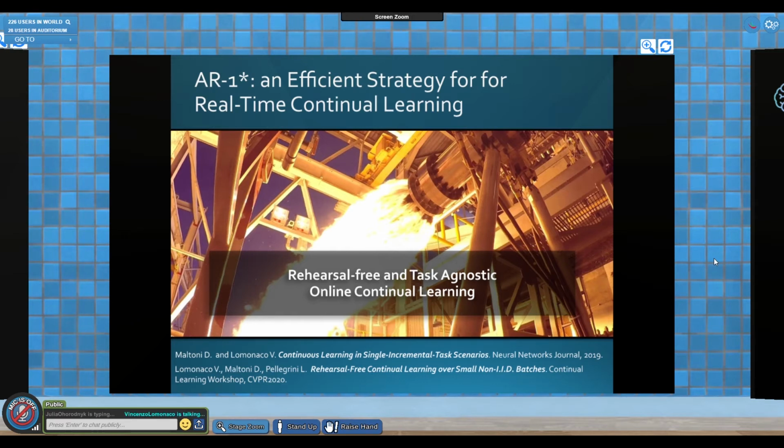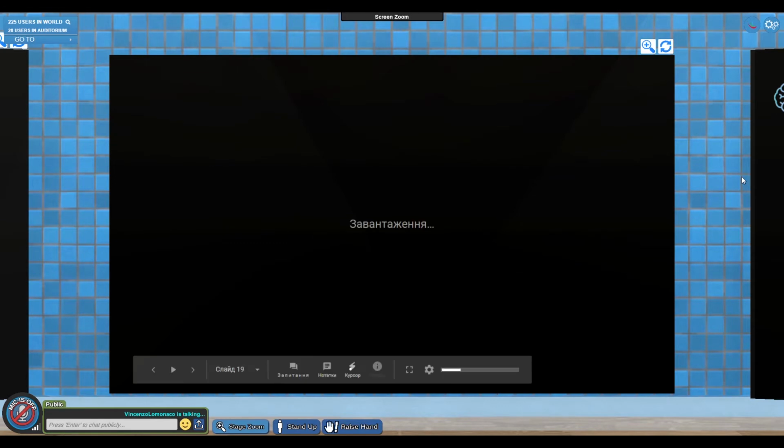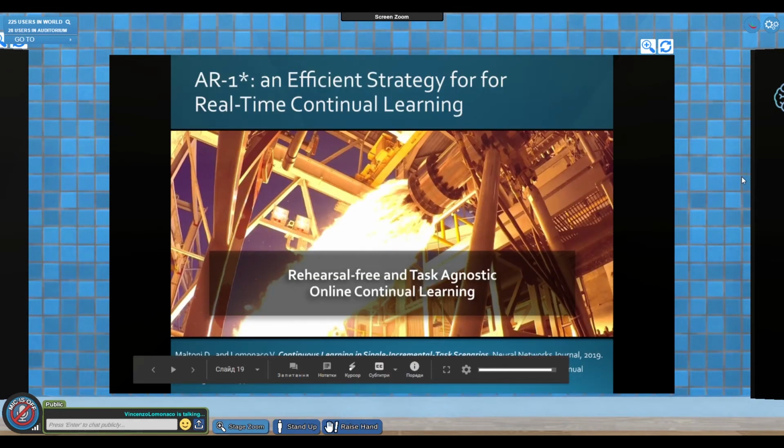So I'm now switching to slide 20, and essentially for the experiments I'm going to show you here, we are going to consider the following scenarios. Okay, now I'm in the next slide, slide 20. In this scenario, let's say that we are in a classification problem. For simplicity, let's consider an object recognition classification.